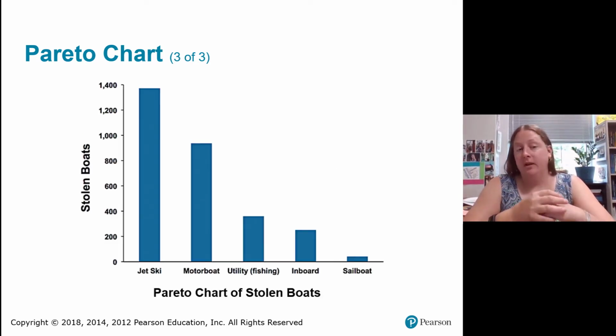So here's an example of one of these charts where we're looking at stolen boats and the type of boat that is stolen. So immediately our eyes move to those big ones, knowing that a jet ski and a motorboat are more likely to be stolen than, say, a sailboat.